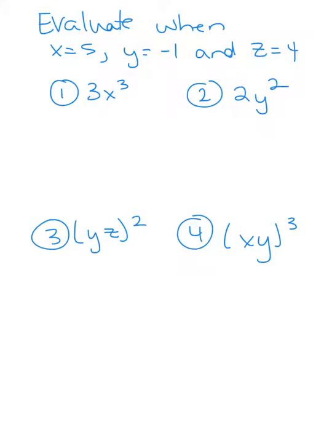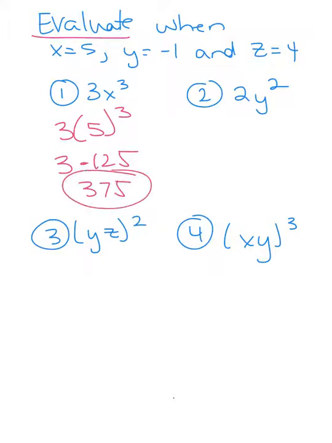In our next set of problems, the directions say to evaluate when x is equal to 5, y is equal to -1, and z is equal to 4. Now, whenever we see the word evaluate in math, we know that we're trying to find the value of the given information. Let's look at number 1. So we have 3 times, now x equals 5, so I'm going to substitute that. So 3 times 5 to the third. Now I know that 5 to the third is 125, so I'll multiply that. 3 times 125 gives me 375. So that's the value of 3x to the third.